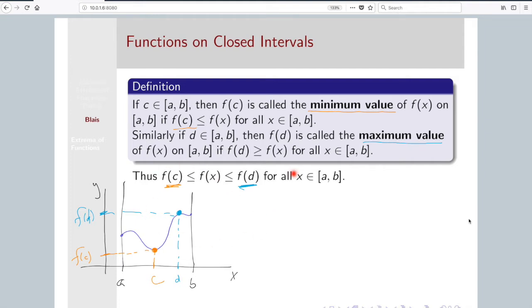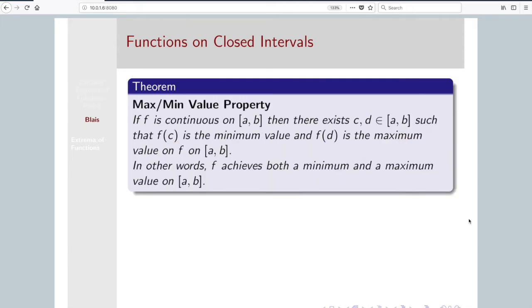Now, this is just the definition of minimum value and maximum value on a closed interval. But we can go a step further. And we can use this max-min value property. If we have a continuous function on AB, then there exists a C and a D such that f of C is the minimum value and f of D is the maximum value of f on AB. So in other words, f has to achieve both a minimum on AB and a maximum on AB.